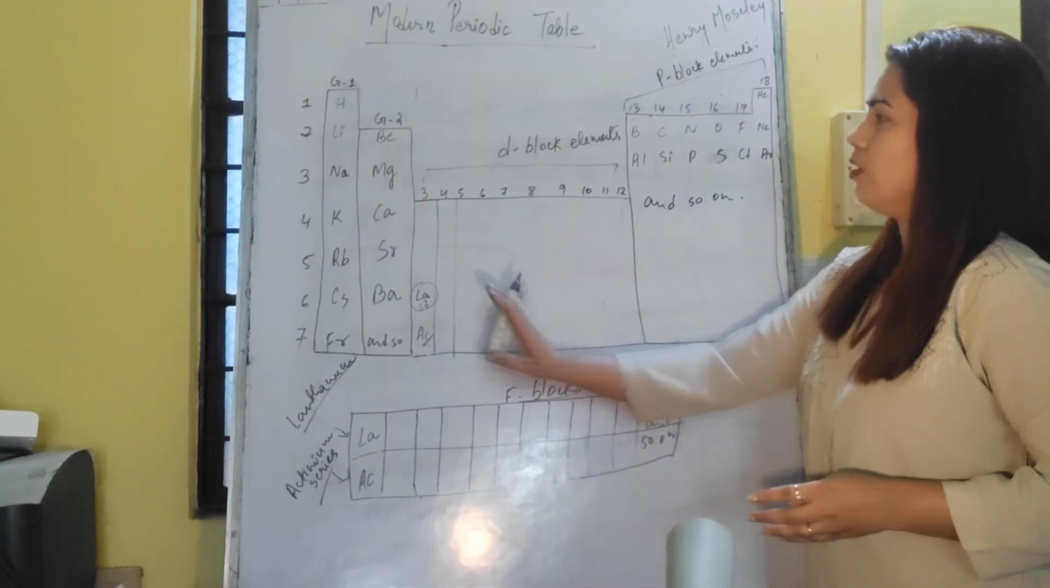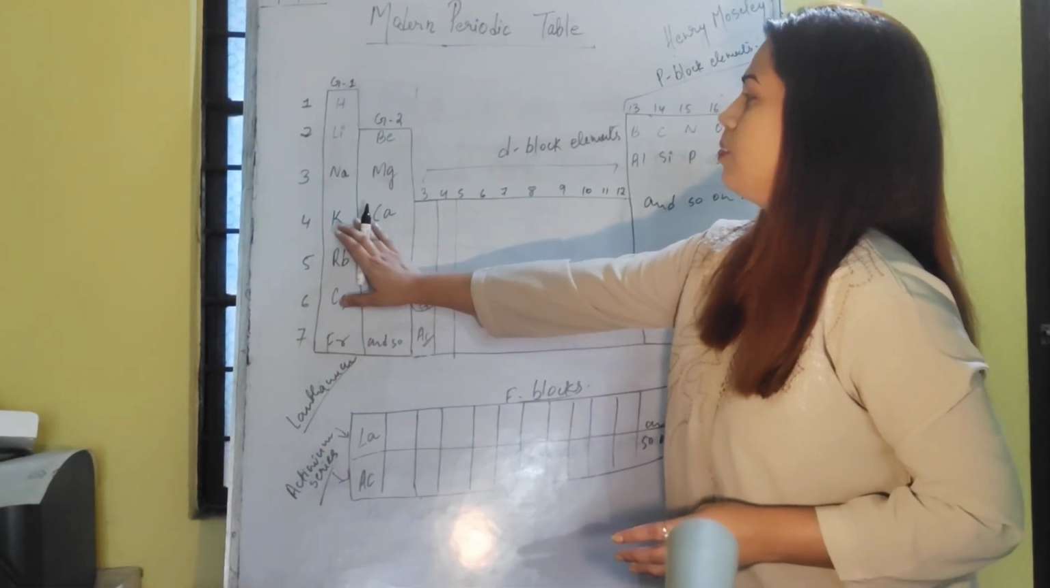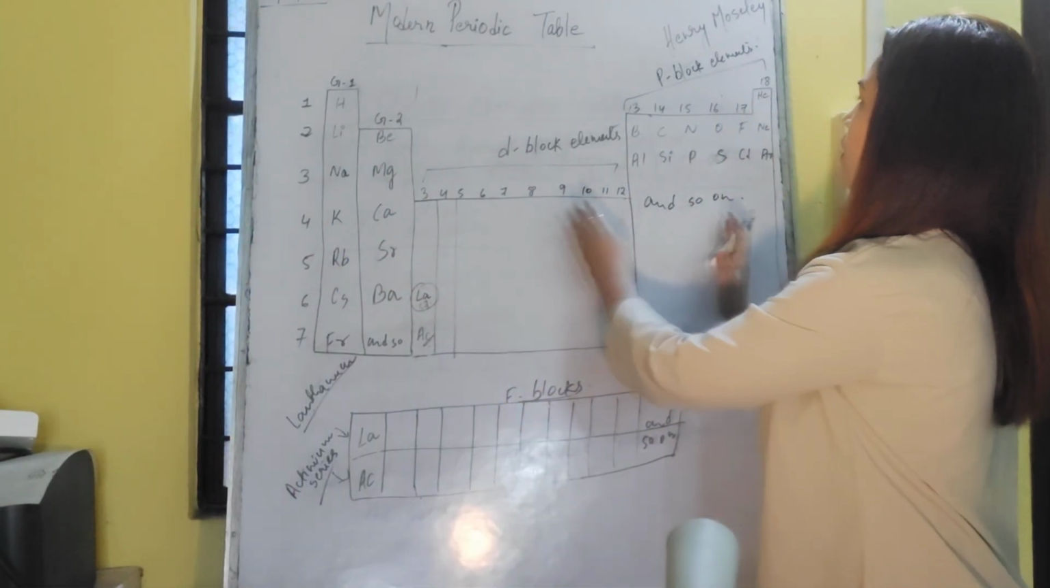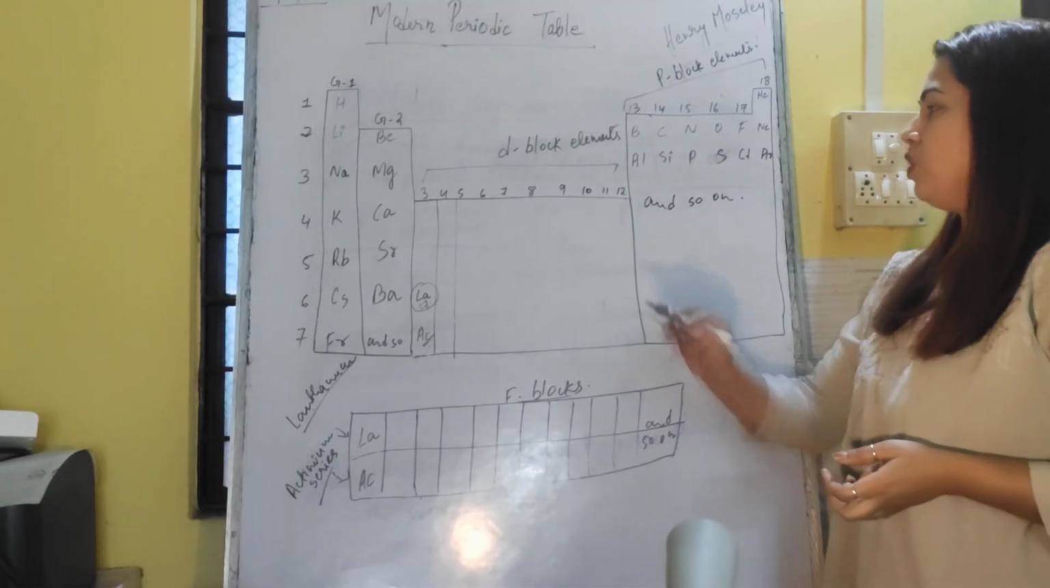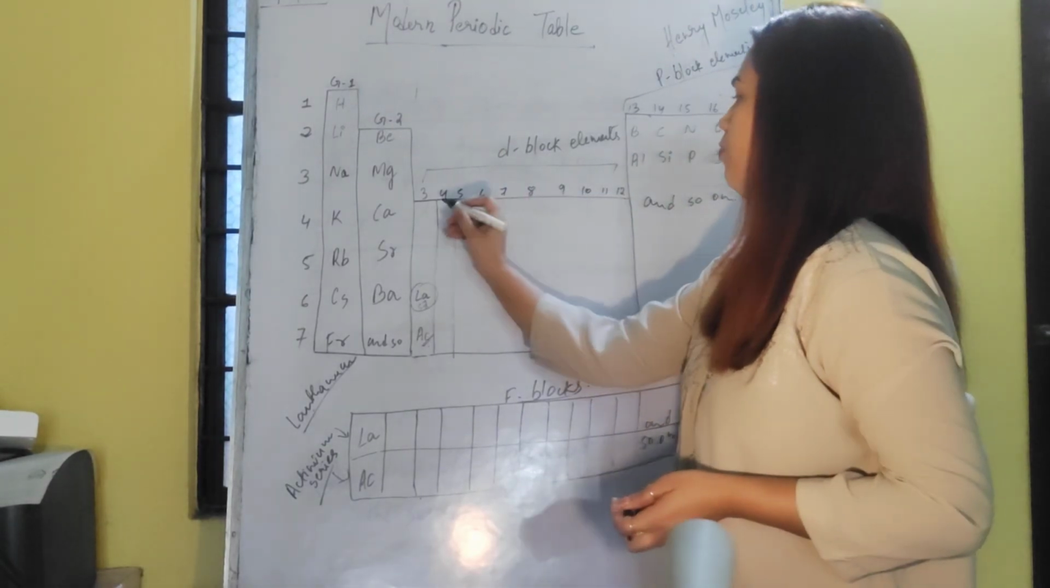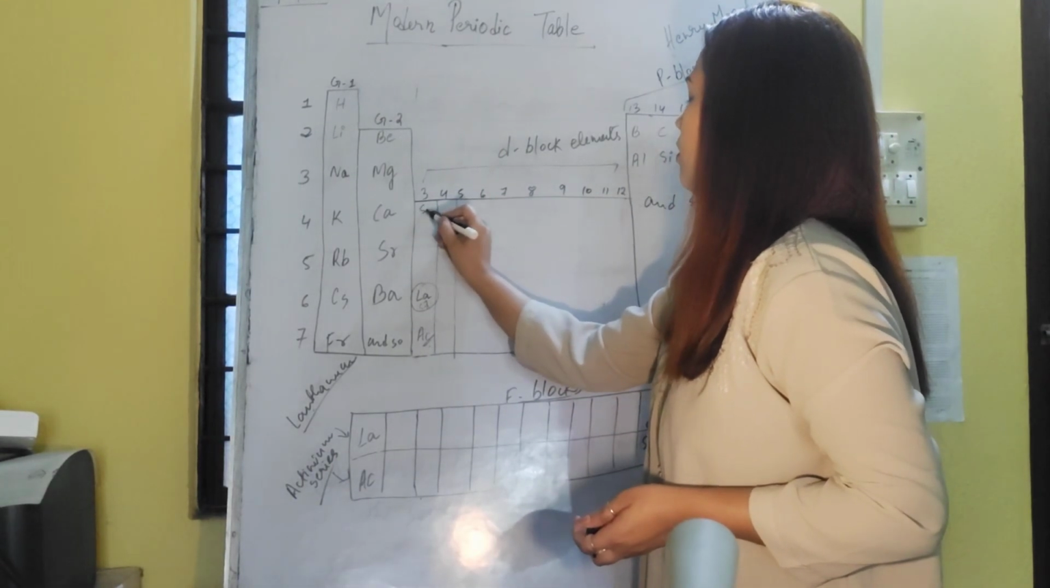So this is F block. These two blocks come under S block. This is D block and this is P block elements. So in this manner we have, like, let me write a few of the elements of D block.